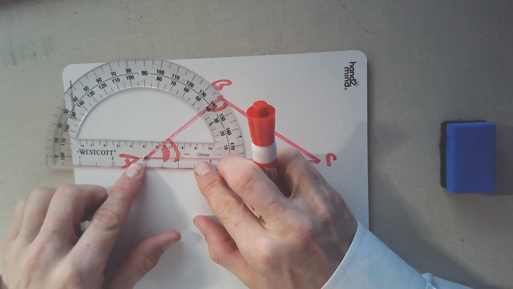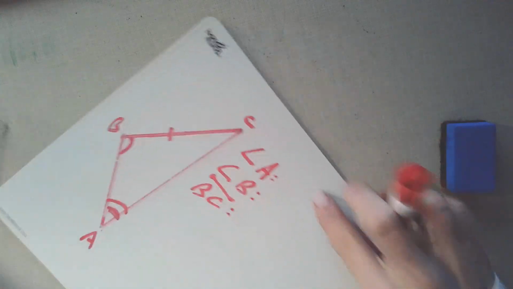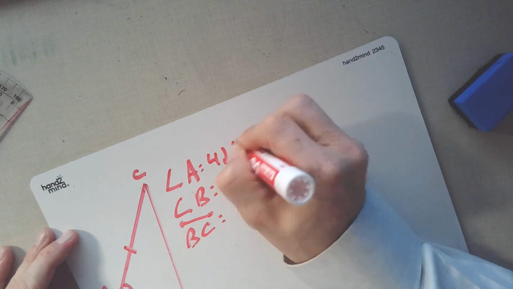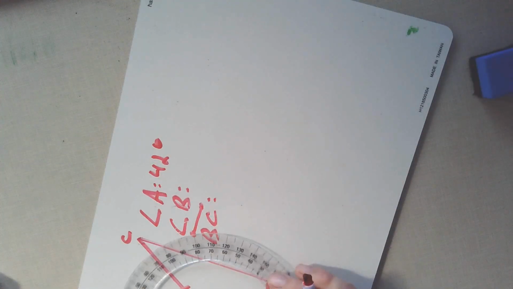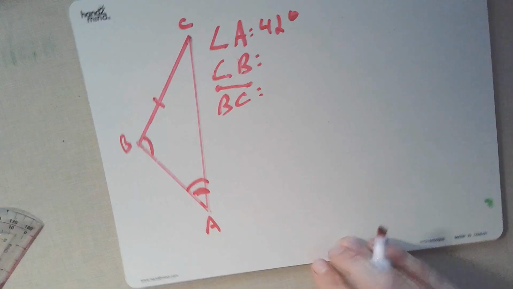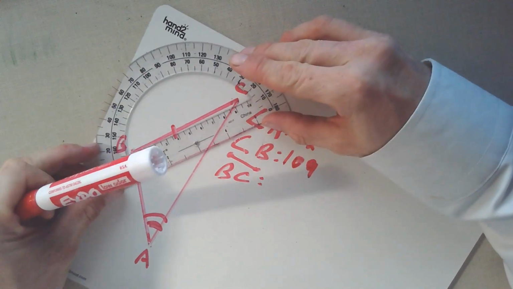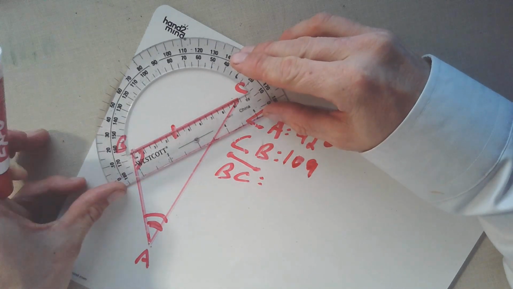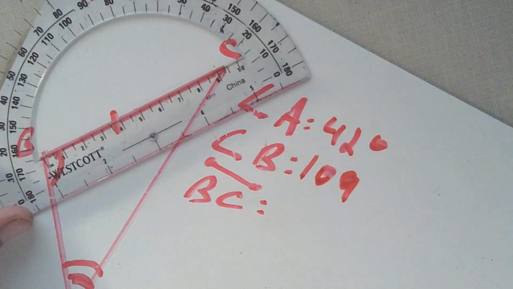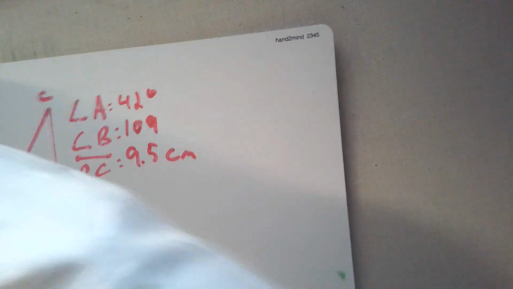Okay, so I'm going to figure out the measures right now. Angle A, going outside to outside, is about 42 degrees. Angle B is just going to be a little bit over 90. That's going to be about 109. And length BC here is about 9.5 centimeters.